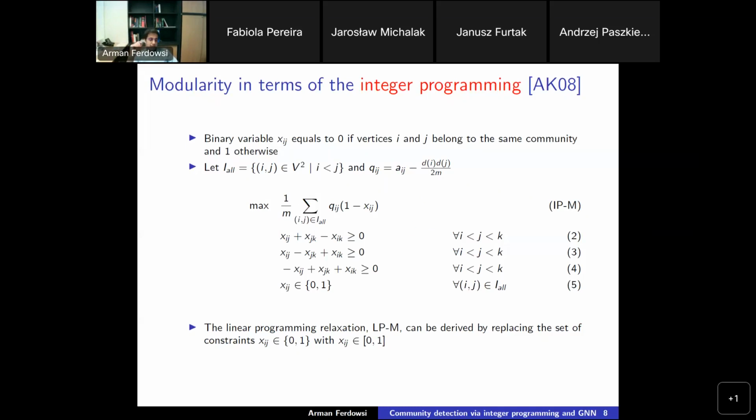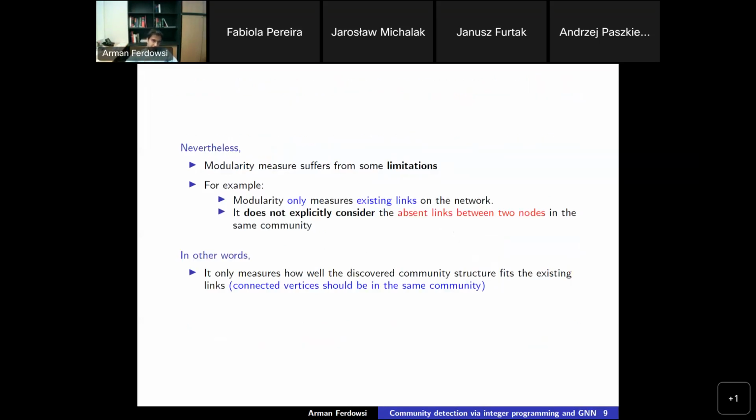An important note is that since the linear version, which is obtained by replacing the integrality constraints with their continuous counterparts, can be solved in polynomial time, most approaches have tried to solve the linear model first and then use some rounding techniques to finally obtain the integer solution.